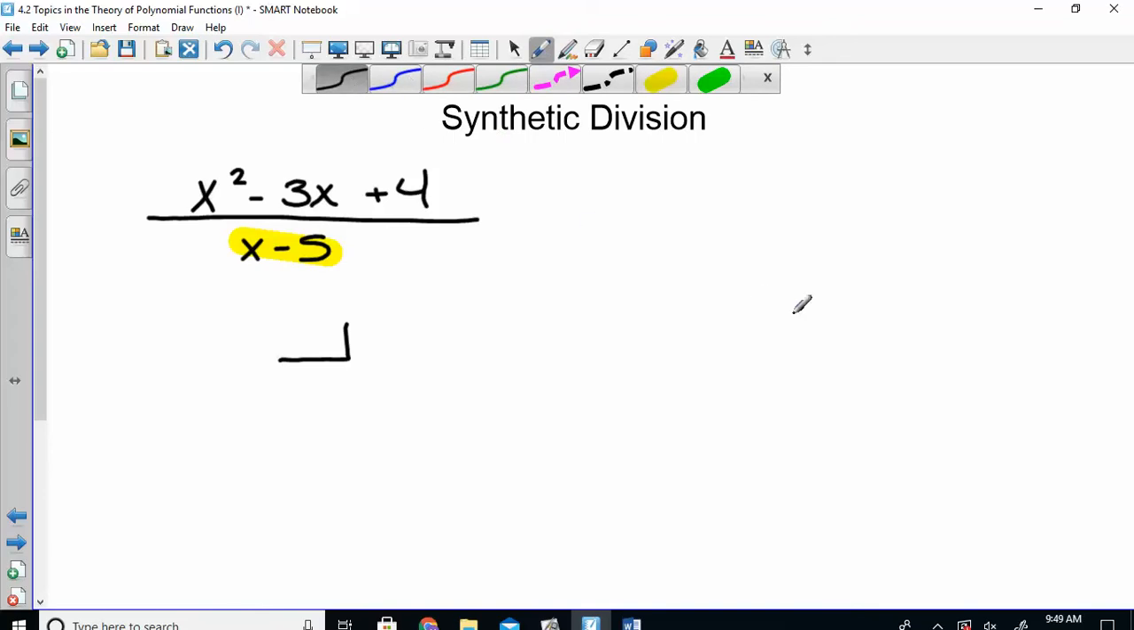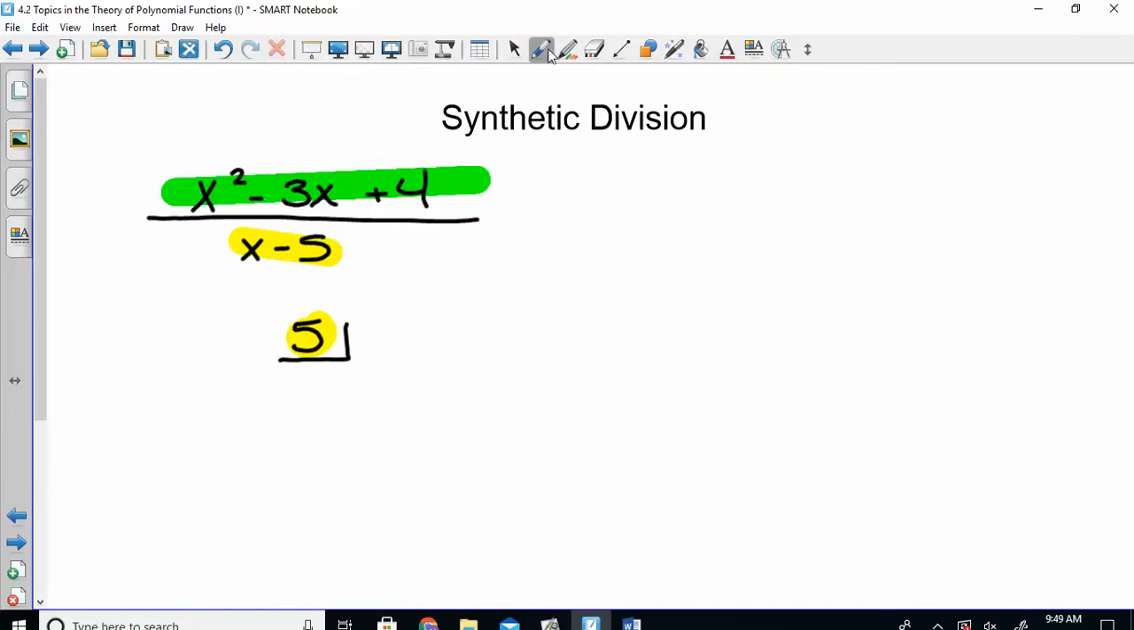What would make x minus 5 equal 0? Positive 5. So we're just going to put a positive 5 out here in this box. And then we are going to put the coefficients for what we are dividing. No x's, just the coefficients. So coefficients, we said, are the numbers in front. So we had a 1x squared, a negative 3x, and a positive 4.